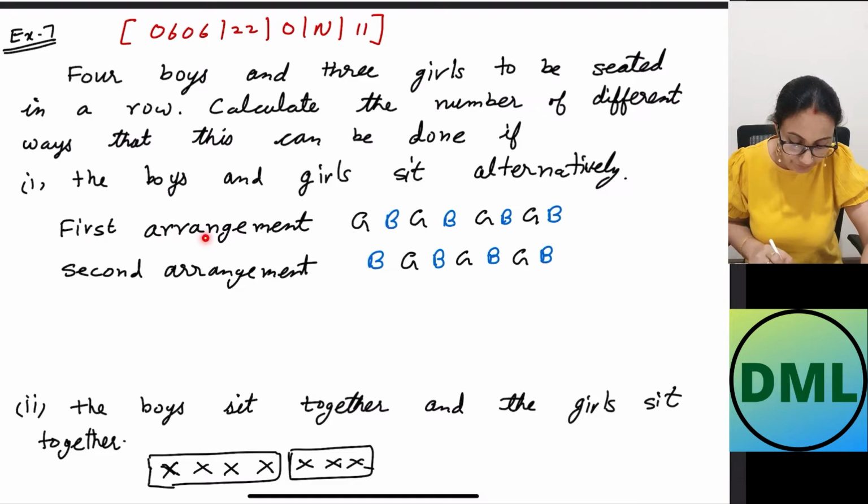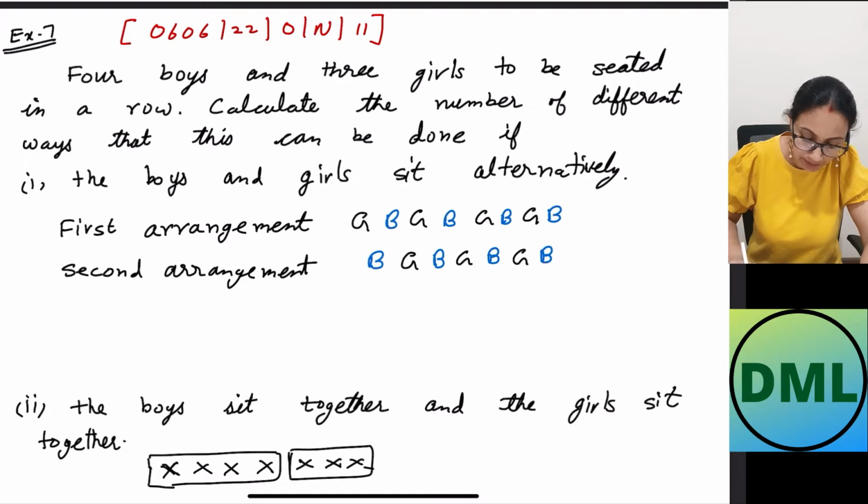So we have the first arrangement: girl, boy, girl, boy, girl, boy, girl. The second arrangement is boy, girl, boy, girl, boy, girl, boy. As you can see, in the first arrangement the number of girls is 4, that is 1, 2, 3 and 4 girls are needed. But in the given question, you have only 3 girls available with you.